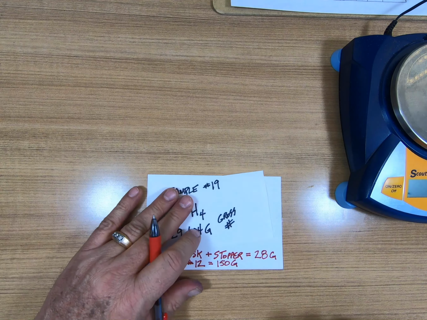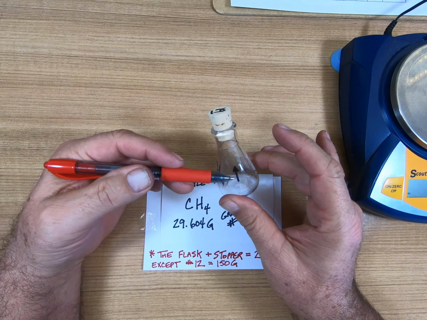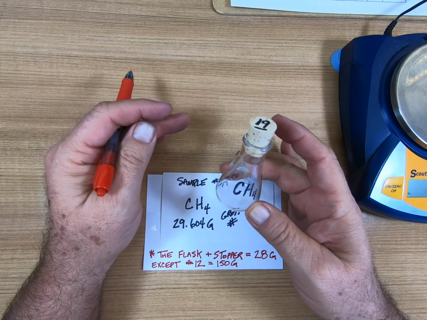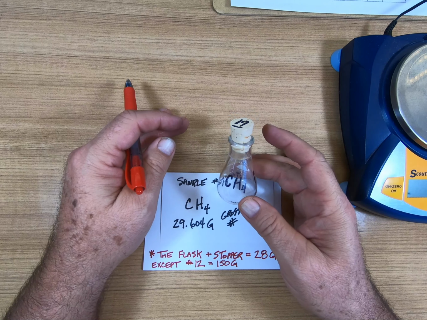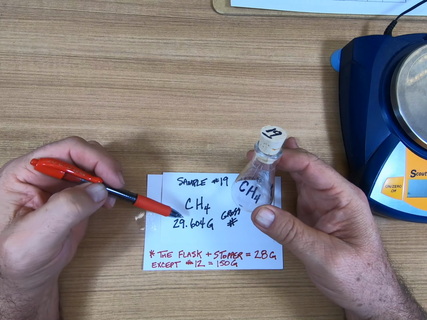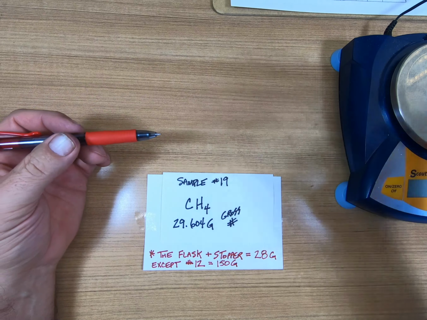19, we're getting close to the end, crew. CH4, it's right here. The arrow up means it is a gas. That's why there's nothing in there and it's not full of that gas. This is just an empty flask. It is just a placeholder. CH4, 29.604 grams. That is the next to the last one, and however, this is the last one.